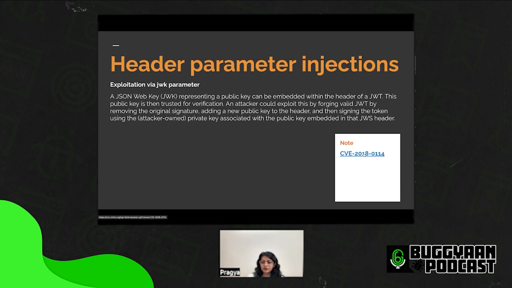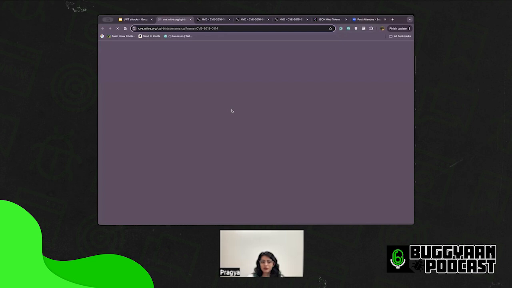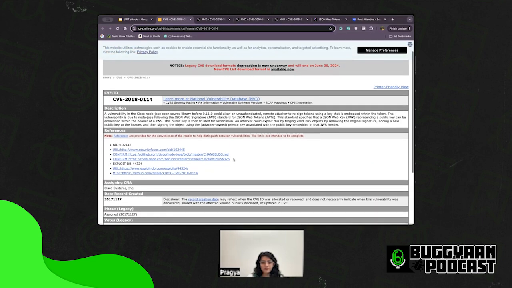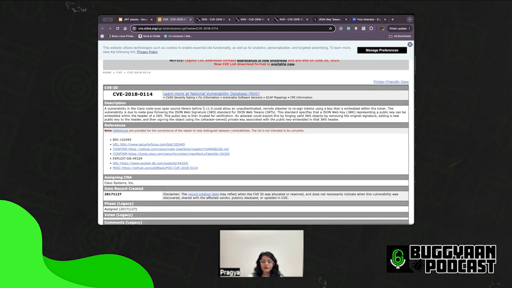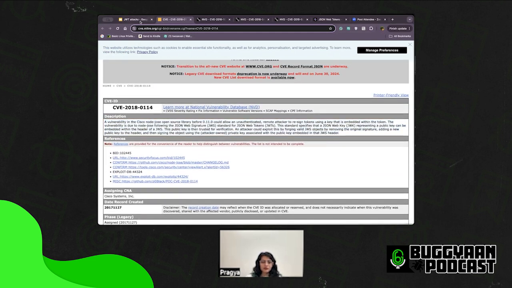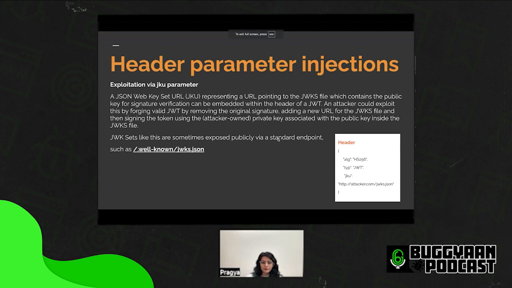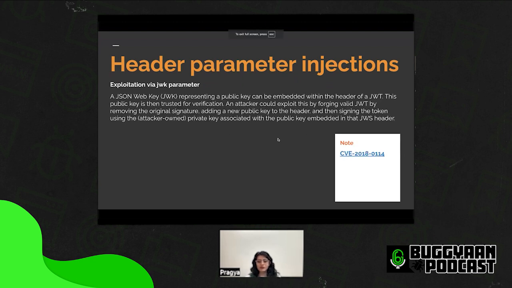And there is a CVE associated with this as well. Let's see what it is. Yeah. So this vulnerability was there in the Cisco Node.js open source library before 0.11.0. It could allow an unauthenticated remote attacker to re-sign tokens using a key that is embedded within the token. So if you are using this library, Cisco Node.js open source library, just make sure you're using a later version than this. You can read more about this attack later. Let's move back. Yeah, so this was about JWK.